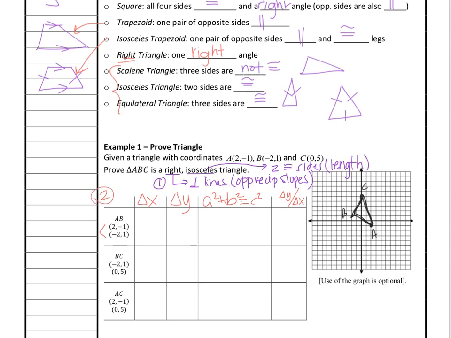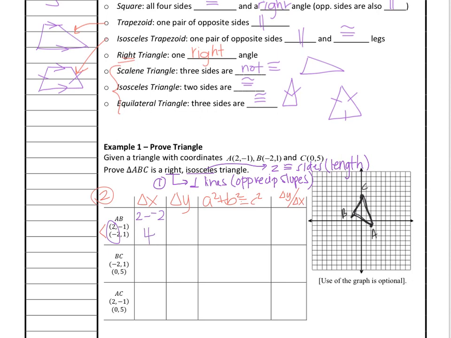So this is step 2. We're making our huge, gigantic table. I'll start you with AB, but then I want you to pause the video and do BC and AC because you guys have been doing tables for the past unit and a half now at this point. So change x means that I take my x's and I subtract them. 2 minus negative 2. And that gives me positive 4.